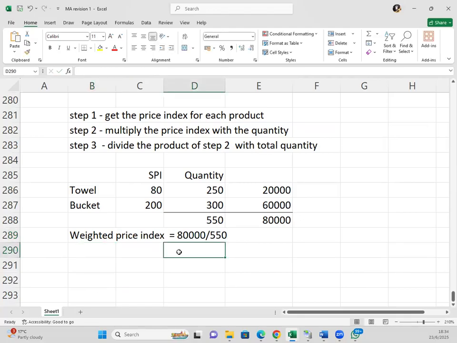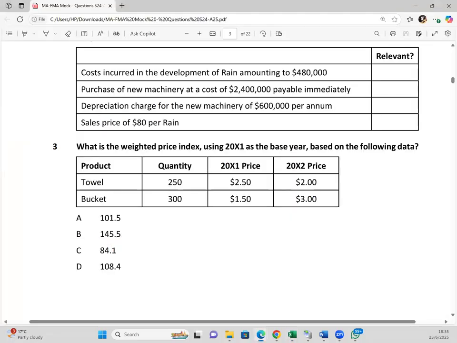So what do we get if we say 80,000 divided by 550? I think this one, there were answers. Let's go and check if we can get that answer. 145 point. So that's B. If you round off to 1 decimal place, that should be B. So take note of those steps.